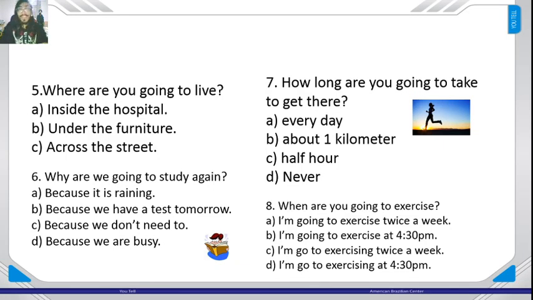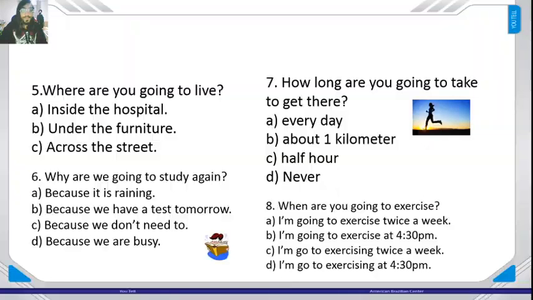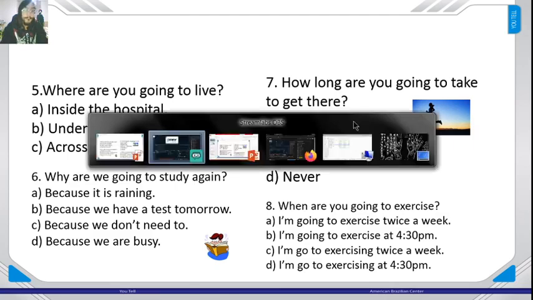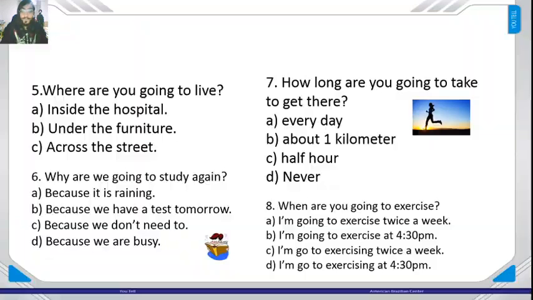Carol is guessing that is the letter C, students. And what about you? Carol is saying that is letter C. What do you think? Do you agree with her or not? The question is, where are you going to live? No more guessing, so let's go. The question, where are you going to live?